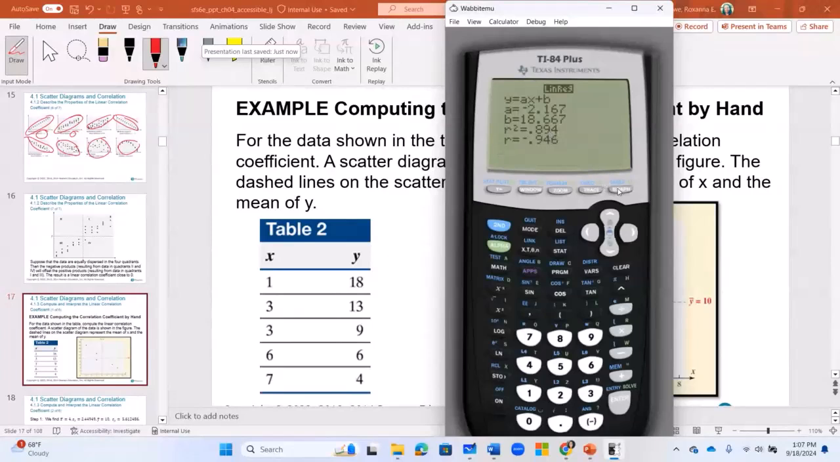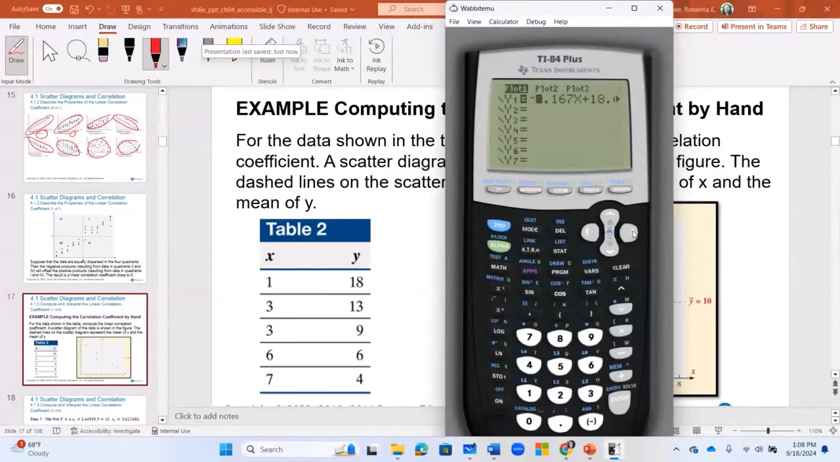Okay, so suppose I put graph. The line of best fit draws on my scatter plot. If I push trace and an arrow down, then I see the equation. So this is the regression equation. And that regression equation says y equals negative 2.167x plus 18.67. So you copy this equation. And by the way, this equation is also in Y1 because you stored it there.